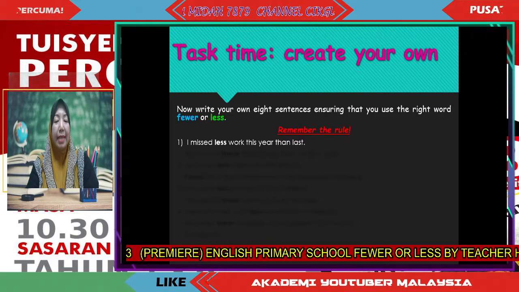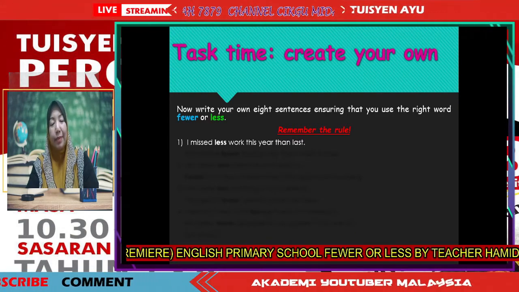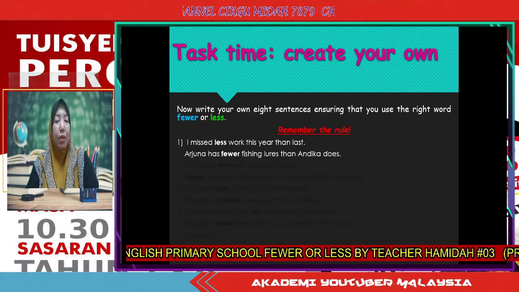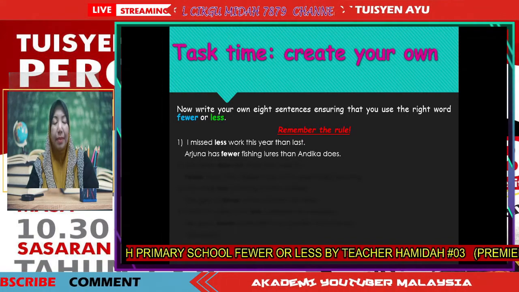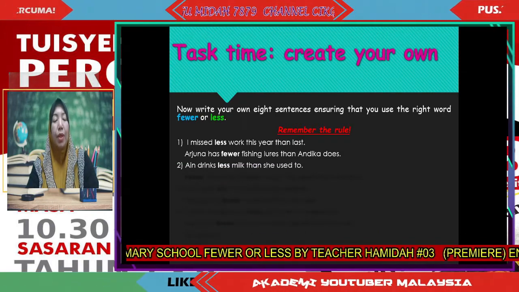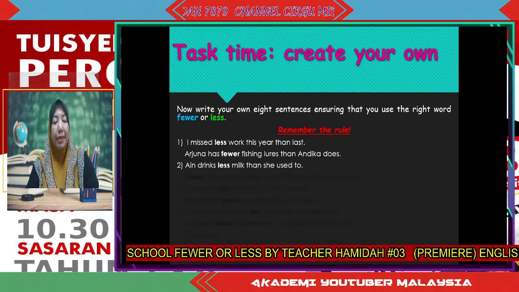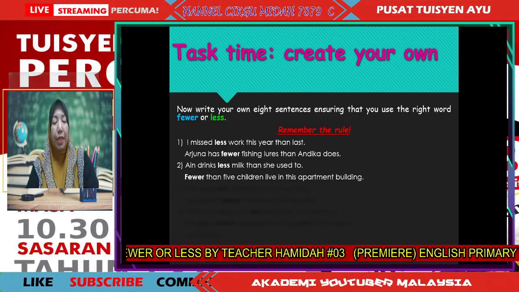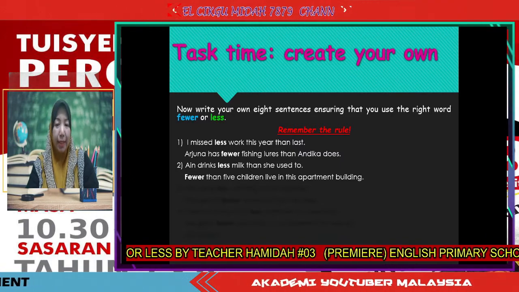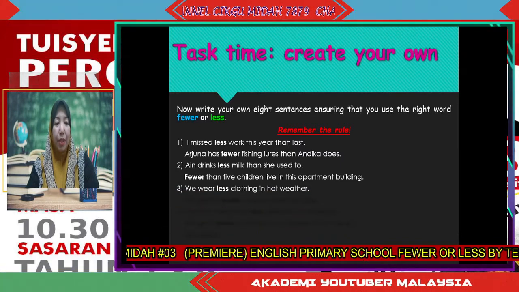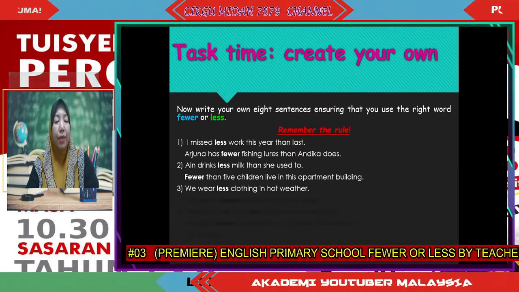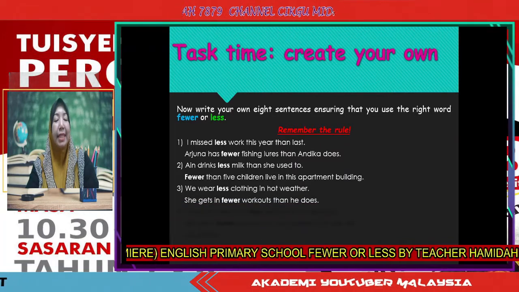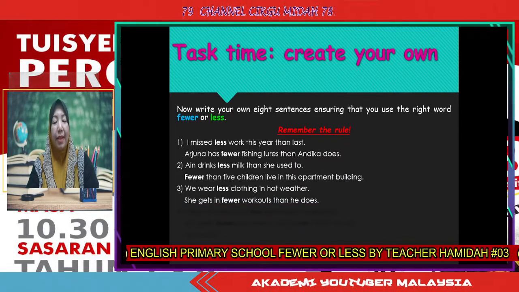Okay, number one. I miss less work this year than last year. Arjuna has fewer fishing lures than Andika does. Number two. I drink less milk than she used to. Fewer than 5 children live in this apartment building. Number 3. We wear less clothing in hot weather. She gets in fewer workouts than he does.